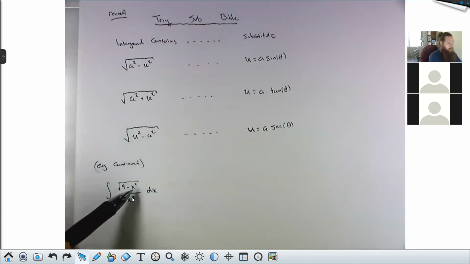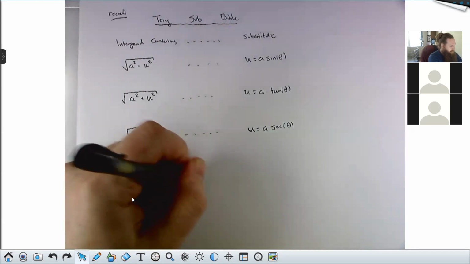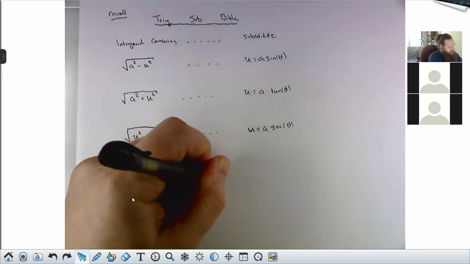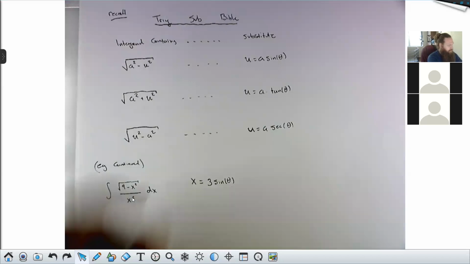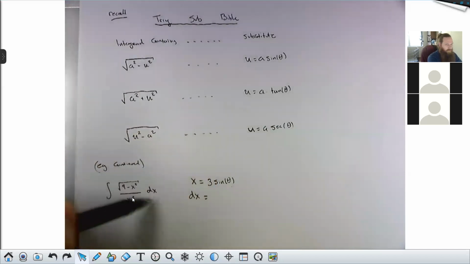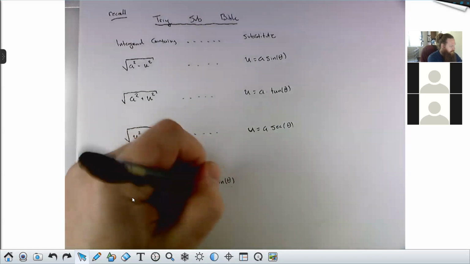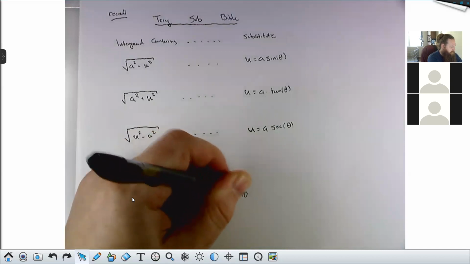So u here is just x, a here is 3, right? Because this is like a squared minus u squared. So the sub is x equals 3 times the sine of theta. That's the substitution we make. And remember, this is like a backwards substitution. My old variable is over here, my new variable is inside over here, which means it's going to be easier to make this substitution go rather than having to solve and cancel something for the dx. I'm just going to plug in. I do need to calculate dx. dx is 3 cos theta d theta.